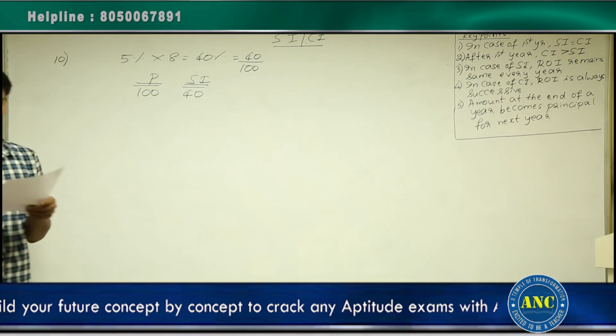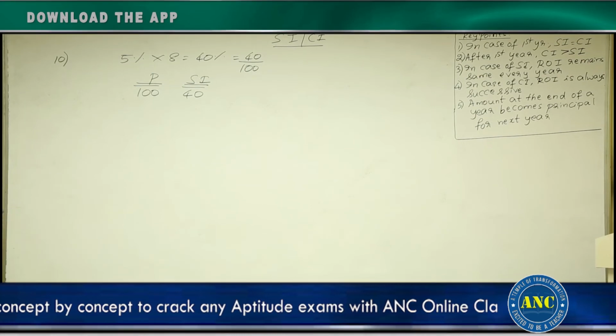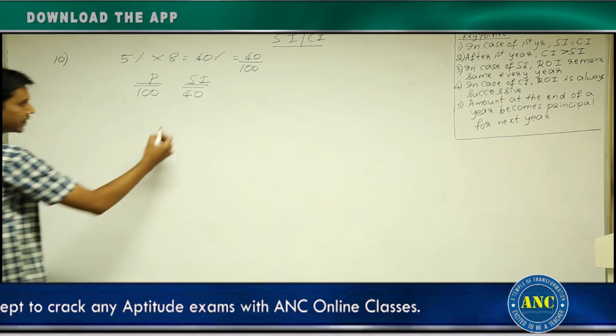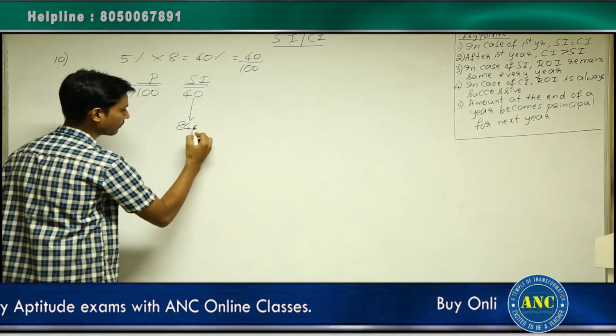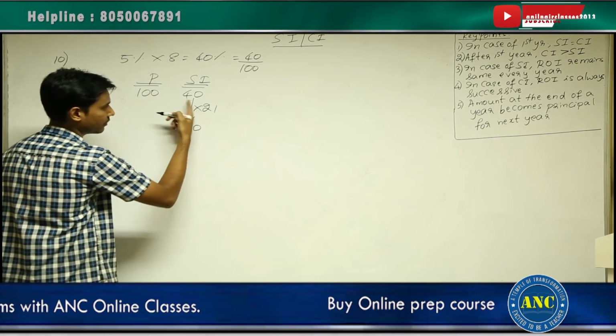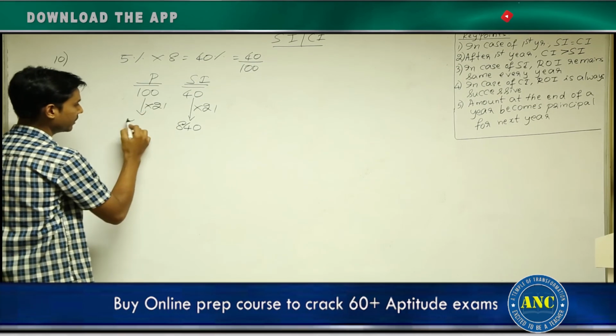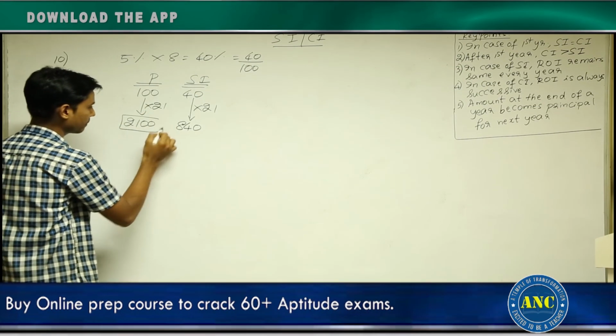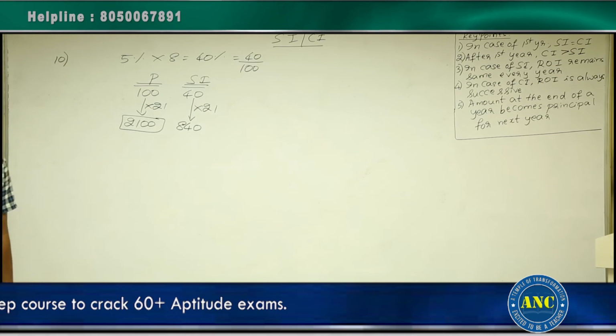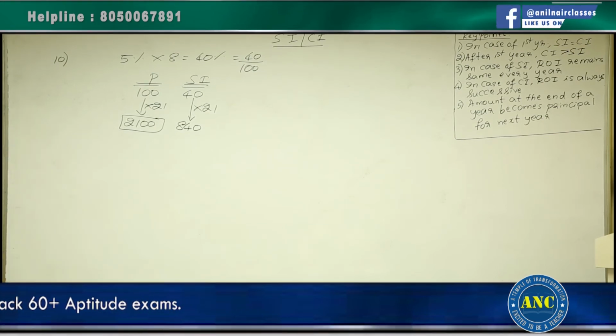Right? But what is the interest that they are telling? It should be 840 rupees. 40 should become 840. What is the multiplying factor? 21. 21 into 4 is 84. Okay? Here also multiply by 21. That means principal is 2100. Agreed?